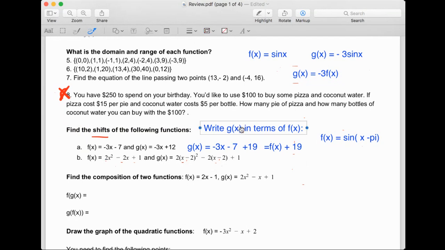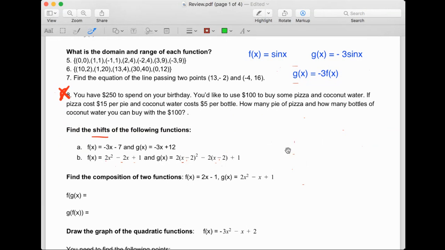Make sense? Okay, it makes sense. I guess I need to practice more because we never really practiced this type of problem. Okay.